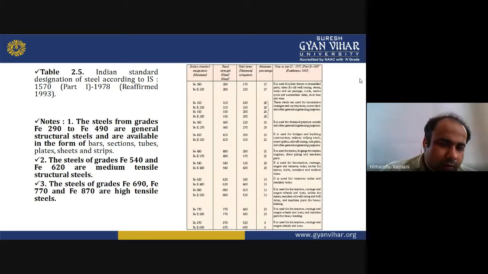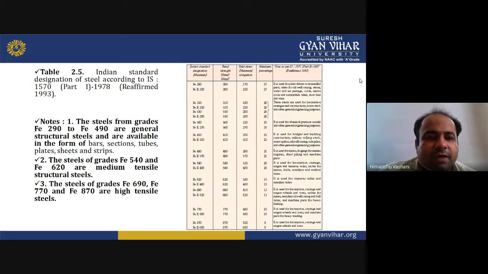So it is used for locomotives, carriages, wagon wheels, tires and arches for mines, seamless oil well casings and drill tubes, and machine parts for heavy loading. So the usages are easily known to them. Okay, so based upon the applications also you can understand what kind of material you can use.